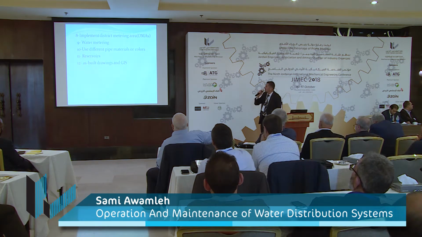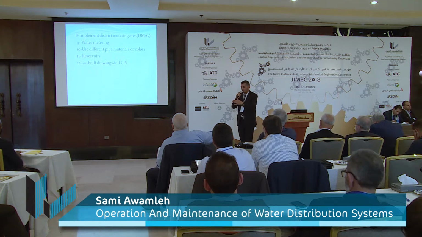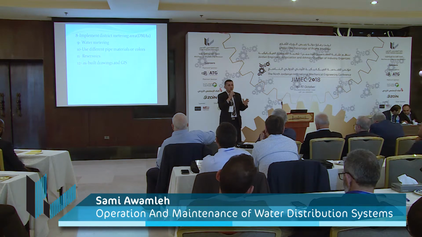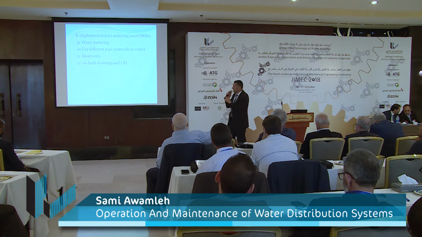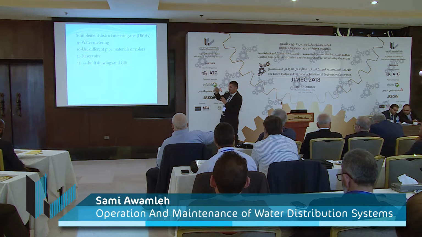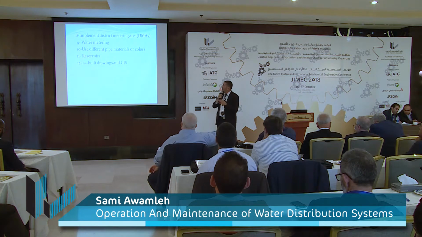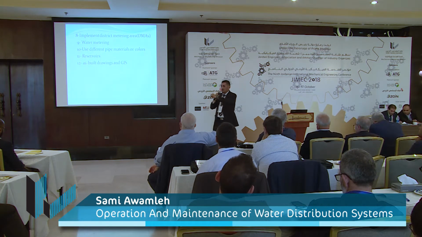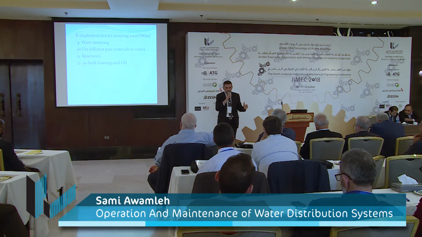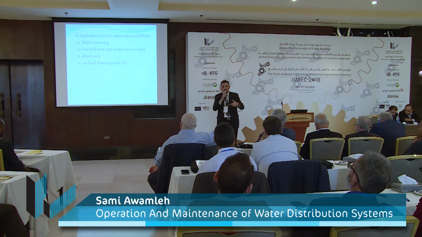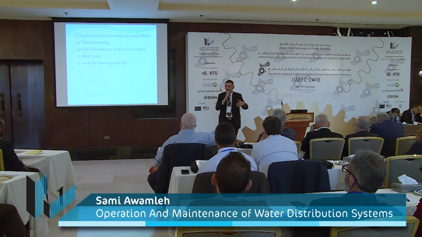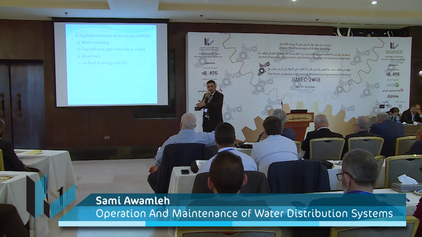Implement district metering areas. In our capital, Amman, we have 45 zones. These 45 zones have around 45 reservoirs. Each zone is a district meter area. Every zone has a water meter or flow meter, which measures the quantity supplied to this area and the pressure supplied to this area.